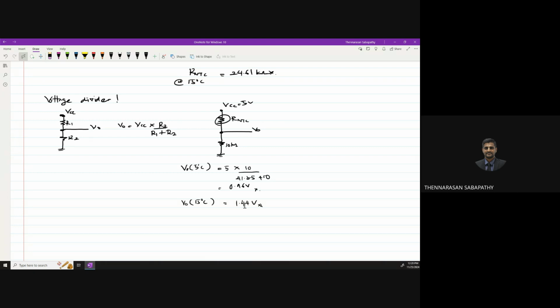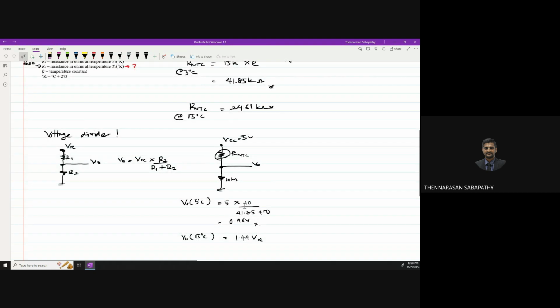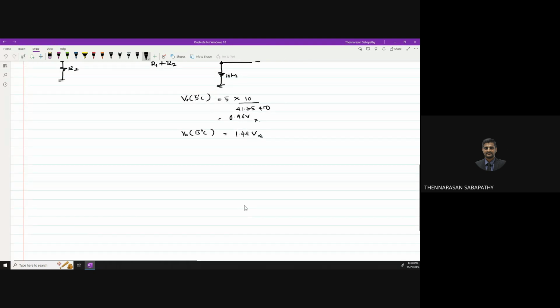Okay, so always remember, always go with the block diagram. You have a sensor now. This is our transducer stage. It will be connected to the amplifier. This is the signal conditioning. Then it will go to the ADC.